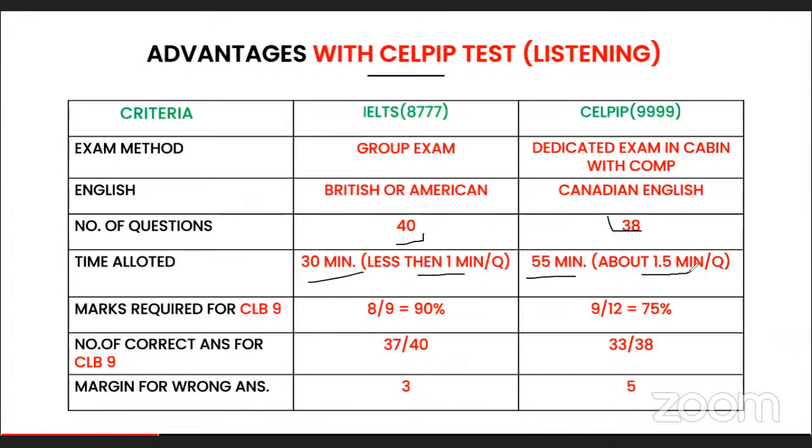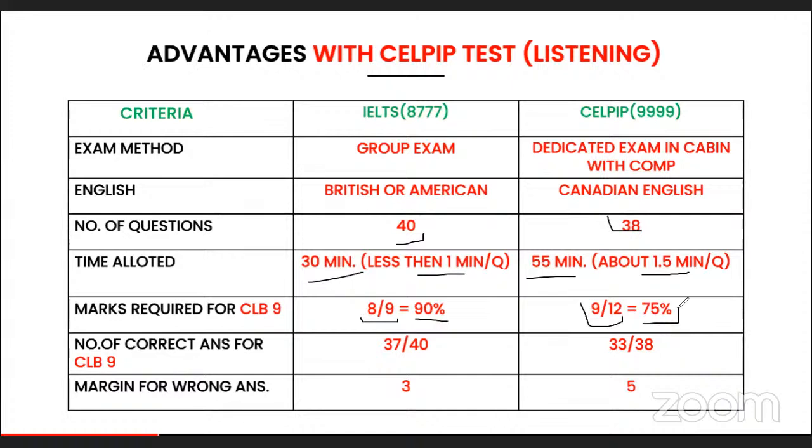Again, coming back to the requirement part, you require 8 out of 9, which is just 90% of the score in IELTS. But when we talk about CELPIP, it is 9 out of 12, as we already discussed, which is only 75% of the required score.